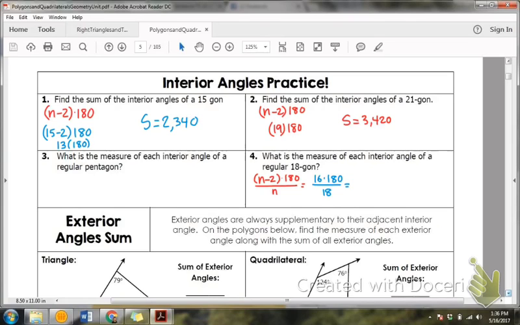Ben, what'd you get? 160. You didn't show anything? Is that what you said? Okay, well, you need to show your work because that's part of math. Each interior angle is 160 degrees.